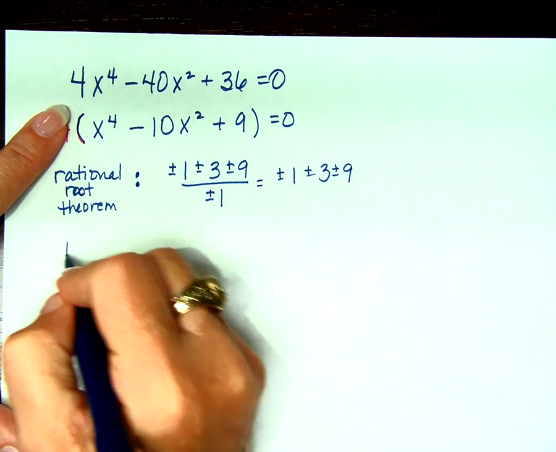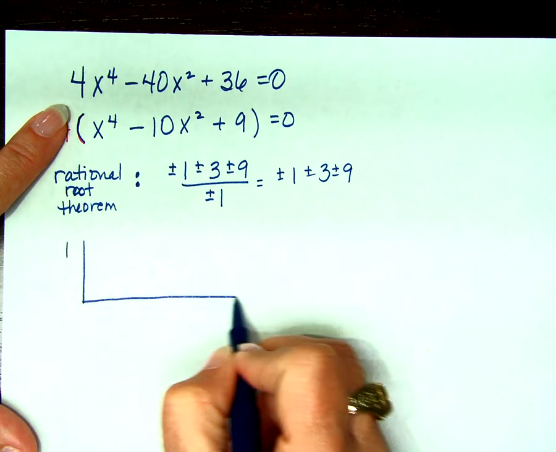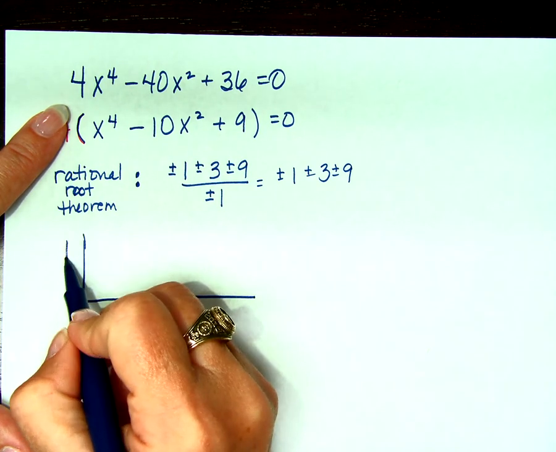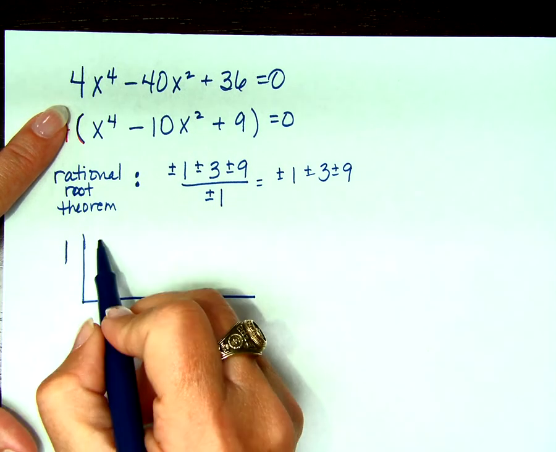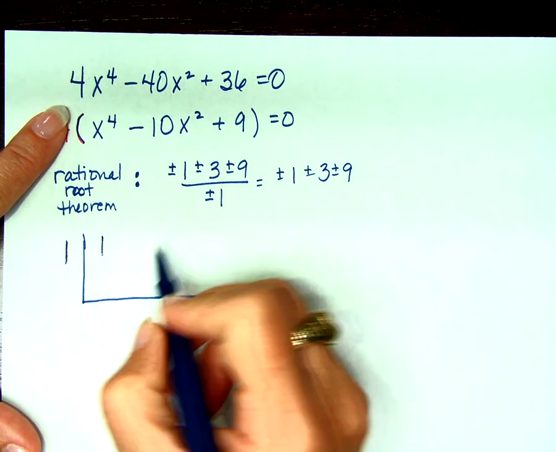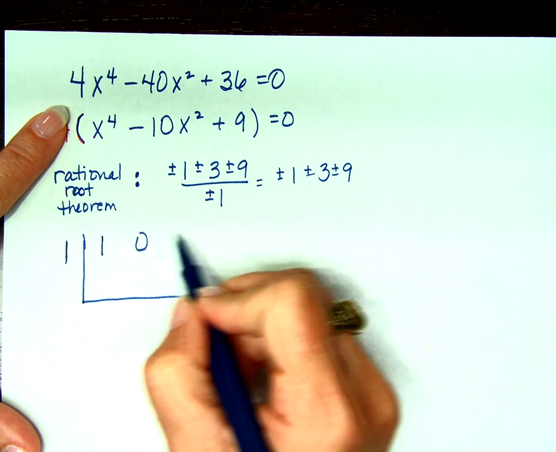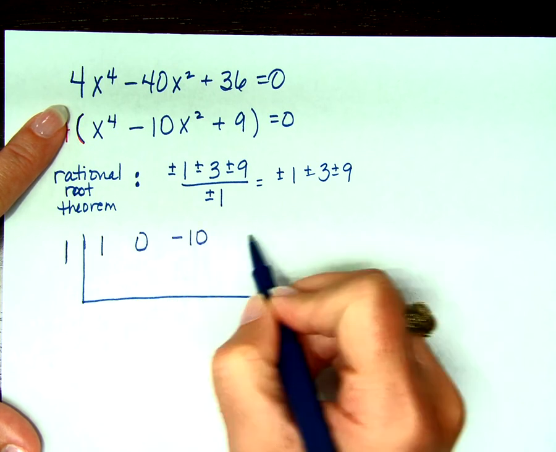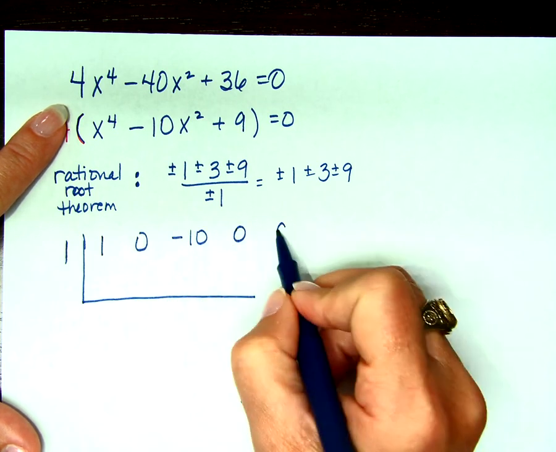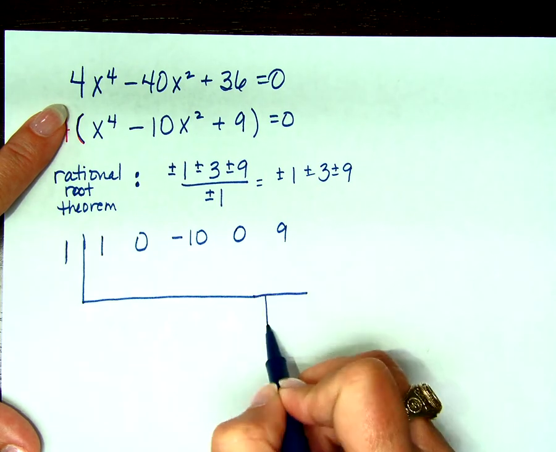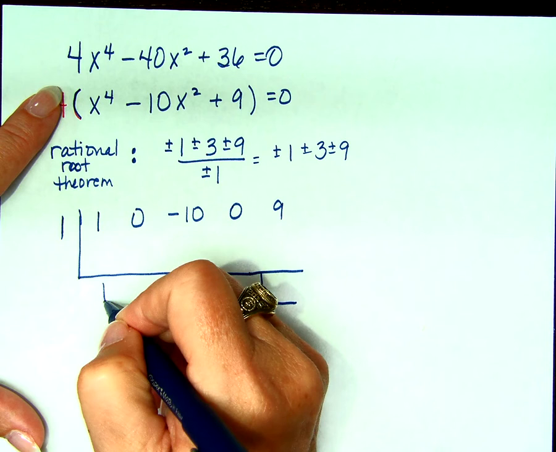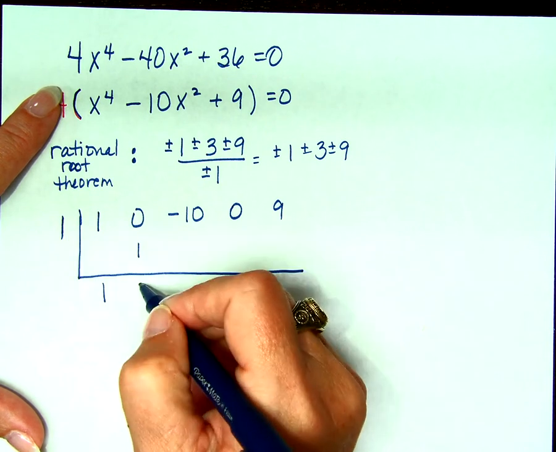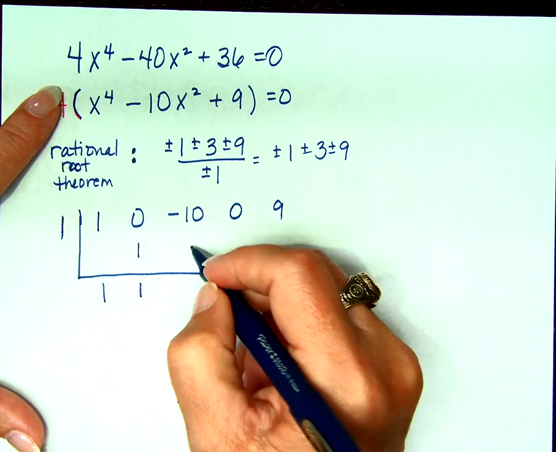1, okay, I'm okay with that. Now what do I have to be very careful of? So what goes first? A 1 and then a 0 and then negative 10, a 0 and a 9. And the baby vacuum goes under the 9, right? Okay. Bring down the 1. 1 times 1 is 1. Adding, that's a 1.